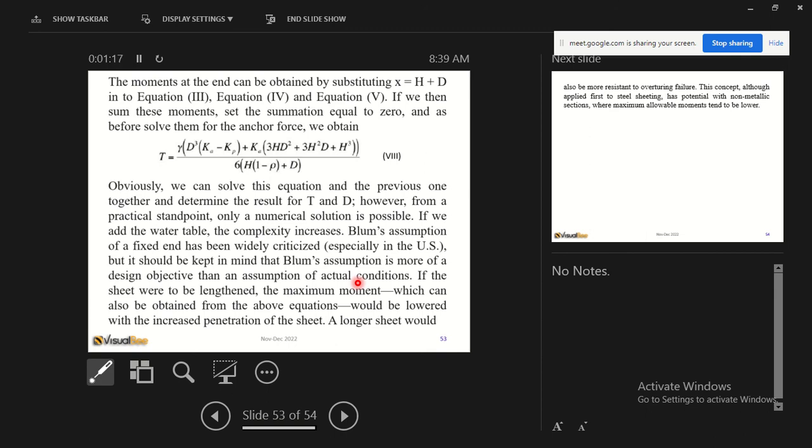You can see people have criticized it, but as explained there below, if we use this method we actually end up with lower moments and a safe design. So this assumption is based on a design objective rather than what happens in reality. And at the end, despite its limitations, we end up with a safe design, and that is in fact the objective of what we are doing.